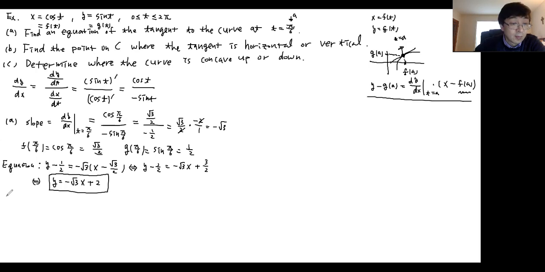So we have it. The second one. How can we solve the second one? First, we think about the horizontal tangent line. What is a horizontal tangent line?